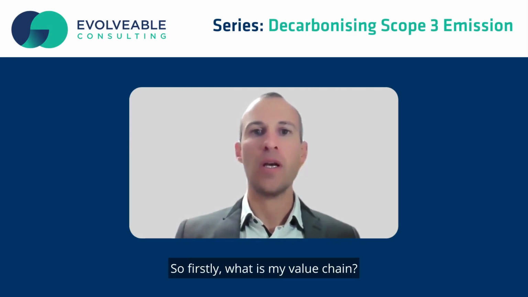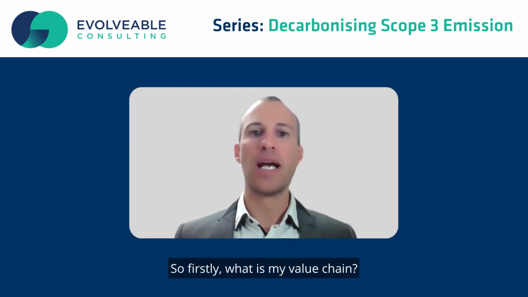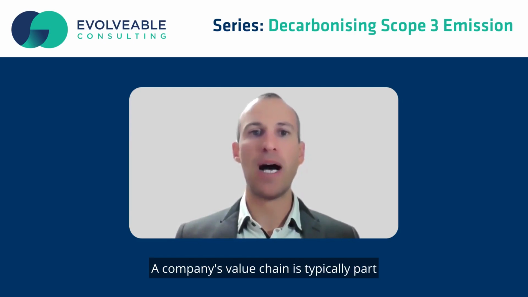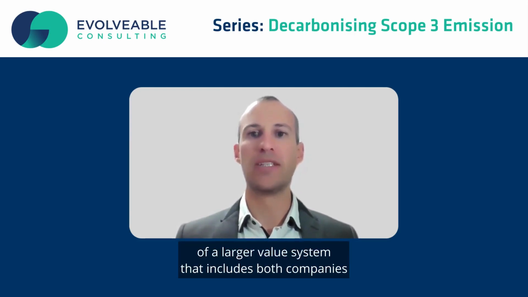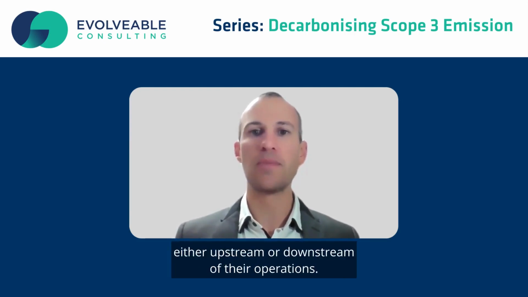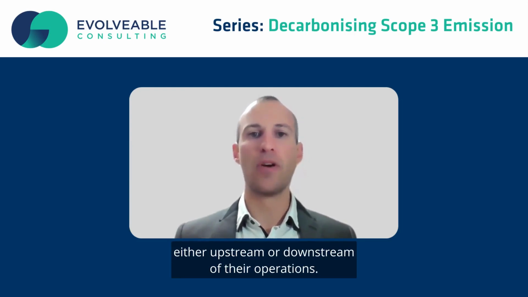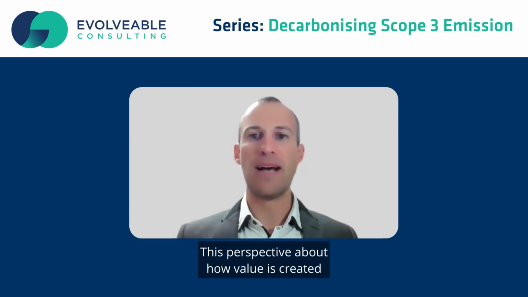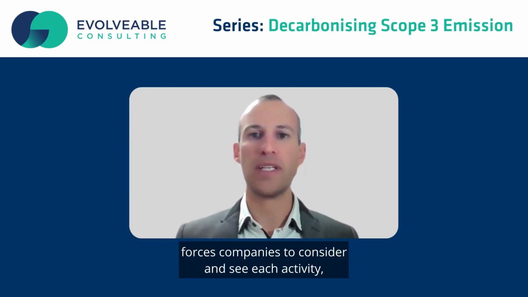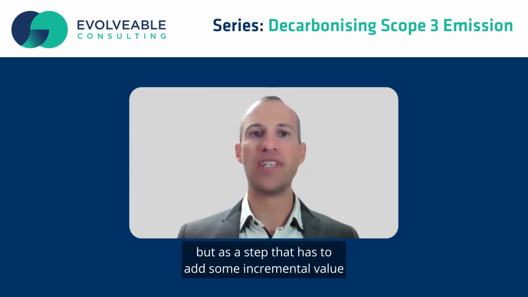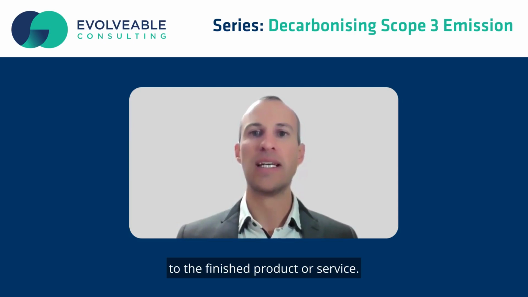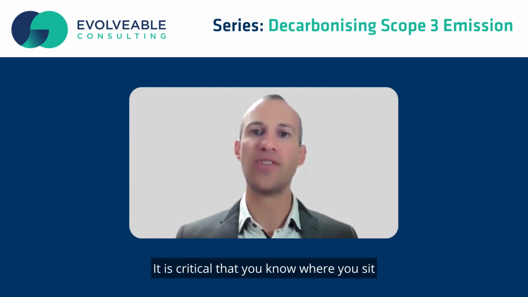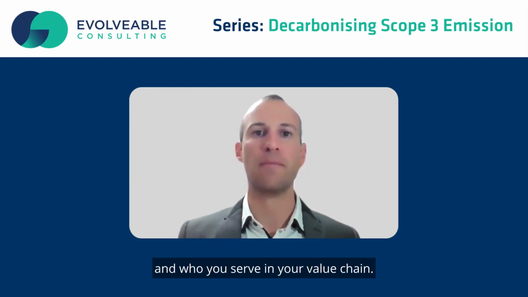So firstly, what is my value chain? A company's value chain is typically part of a larger value system that includes both companies either upstream or downstream of their operations. This perspective about how value is created forces companies to consider and see each activity not just as a cost, but as a step that has to add some incremental value to the finished product or service. It is critical that you know where you sit and who you serve in your value chain.